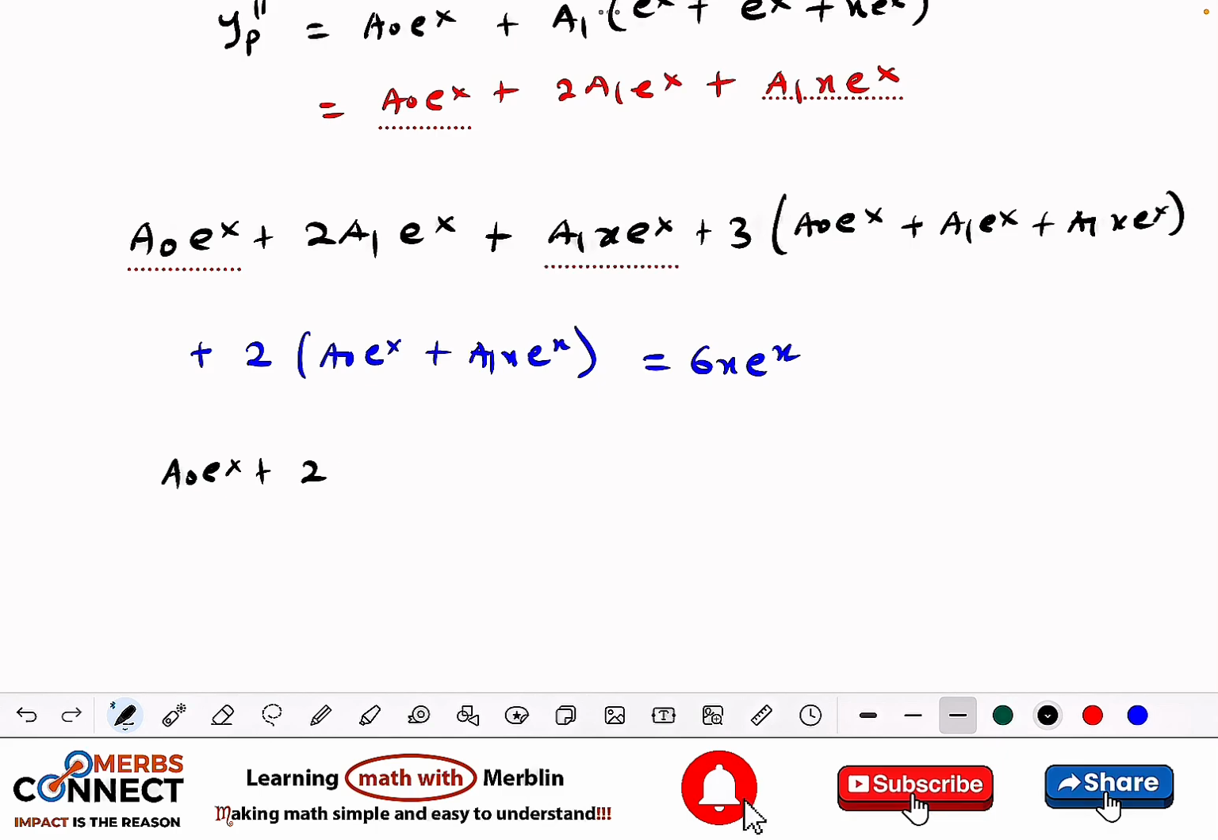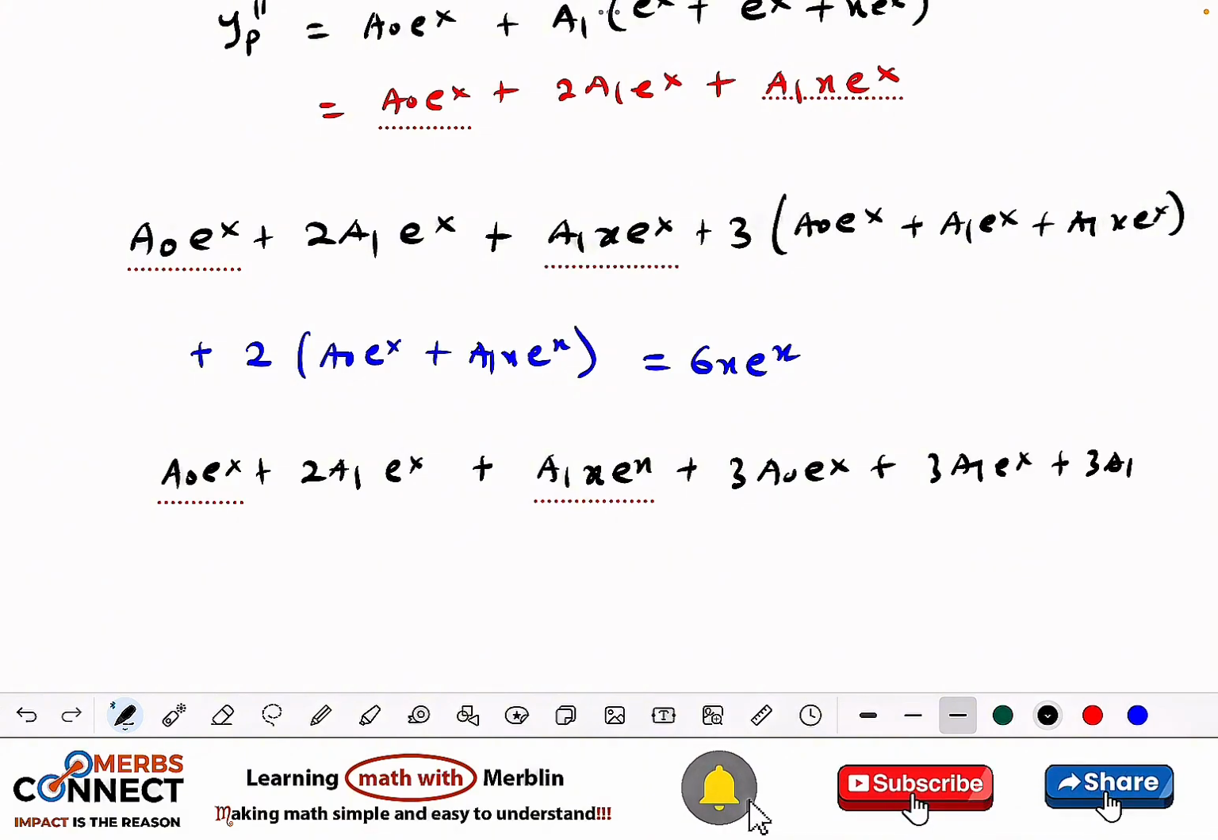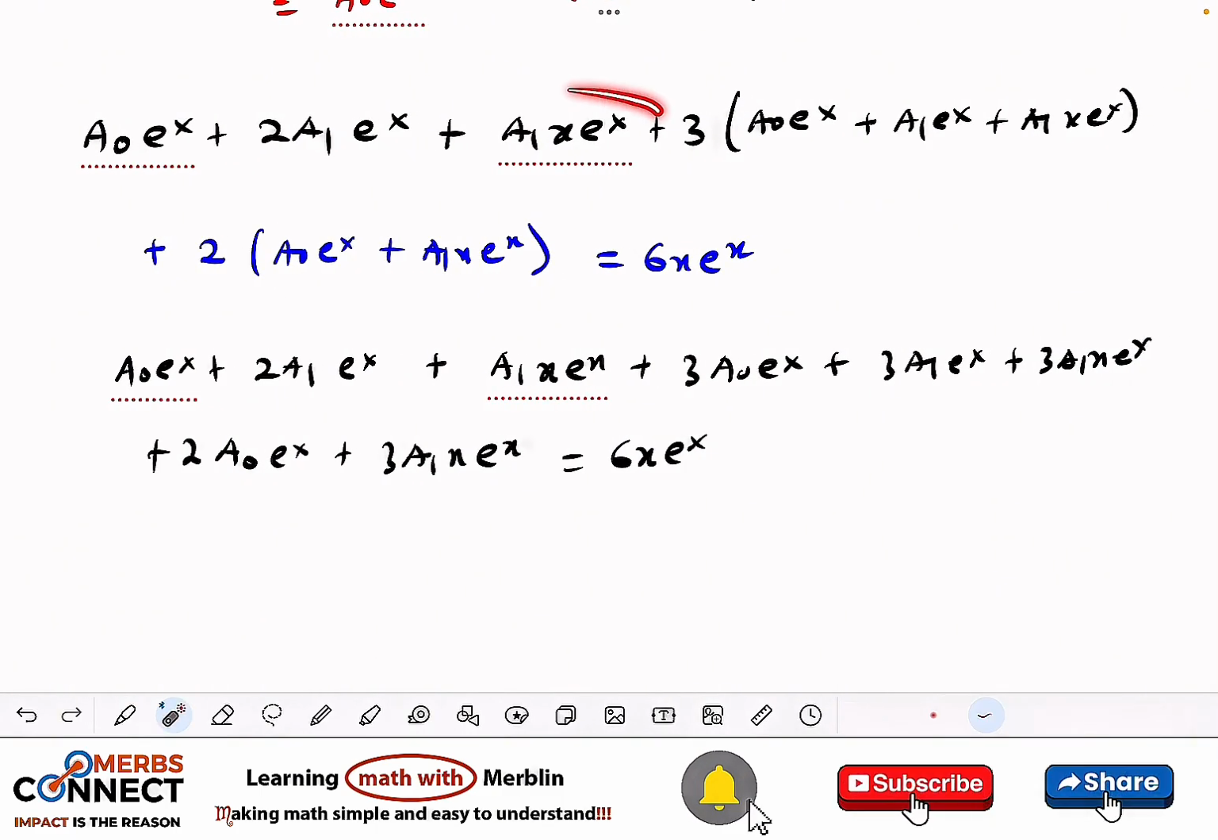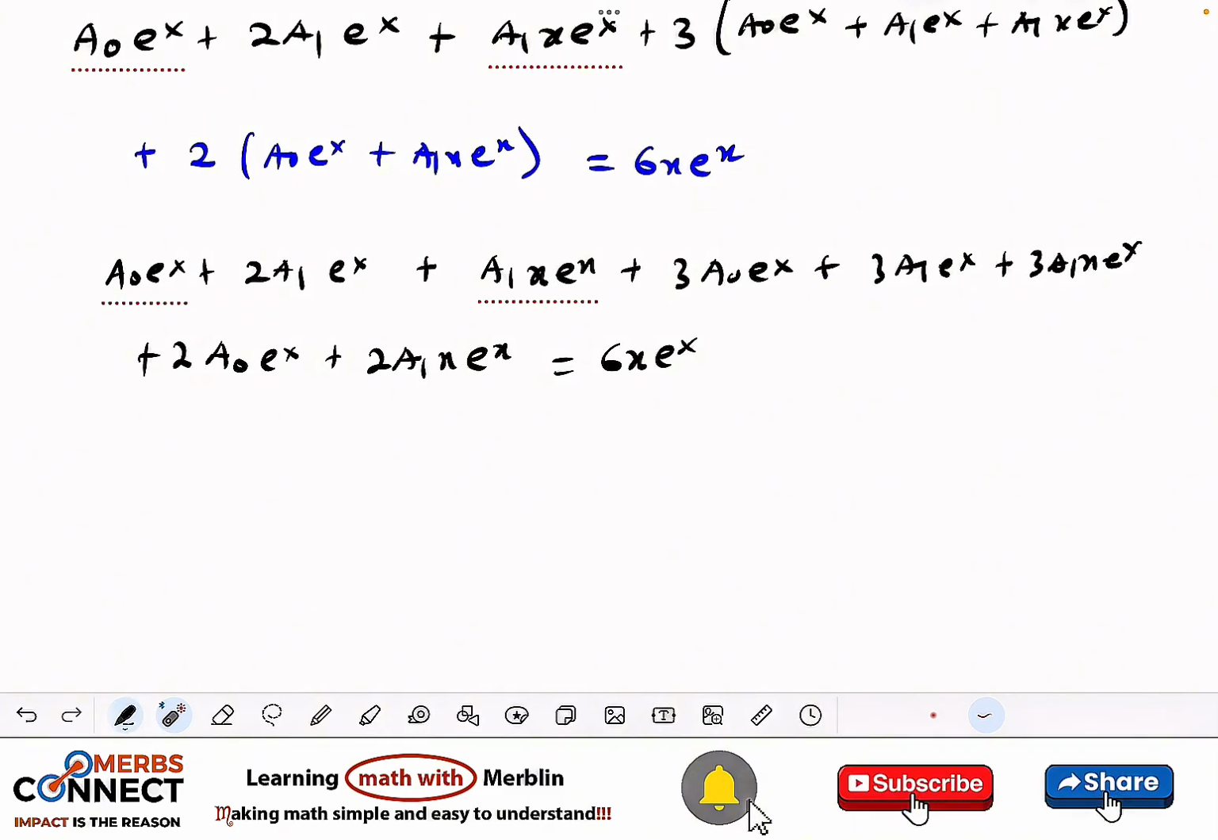a naught x plus 2a1 e to the power x plus a1 x e to the power x, plus 3a naught e to the power x plus 3a1 e to the power x plus 3a1 x e to the power x, plus 2a naught e to the power x plus 2a1 x e to the power x. So equal to 6 e to the power x. Good. So I just wrote this one here again, multiply through by 3, and then multiply this one by 2, and then equal to that. So now let's group like terms again as we were doing. We group all like terms without x with x, and then we just go.